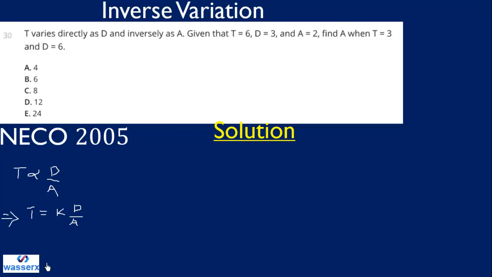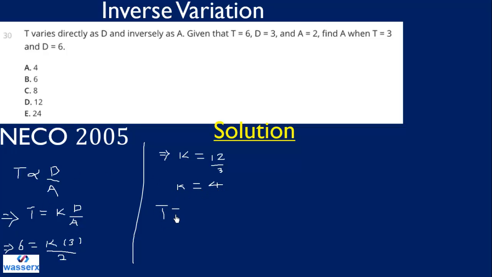So we have these values, we just substitute them over here. So we obtain 6 is equal to k times 3 over 2. So we simplify to obtain our k to be equal to 12 over 3, which is 4. So k is 4. Now t will be equal to 4 times d over a.